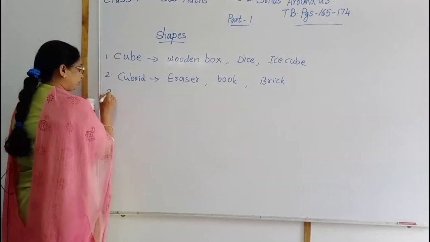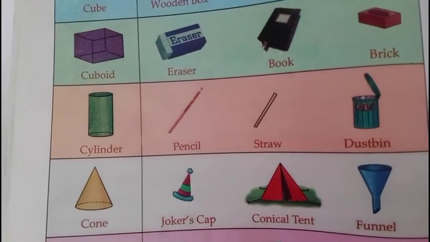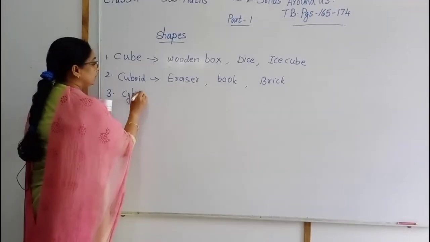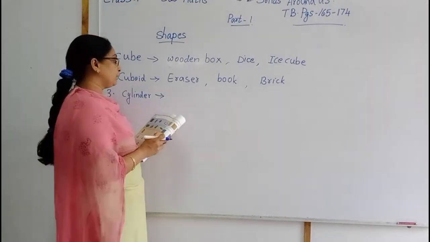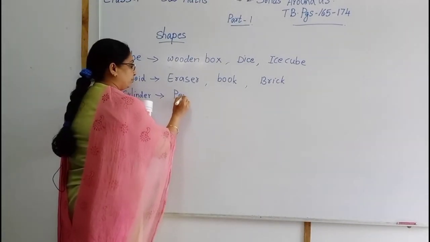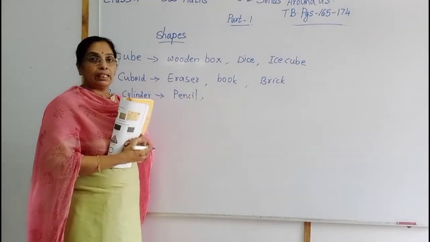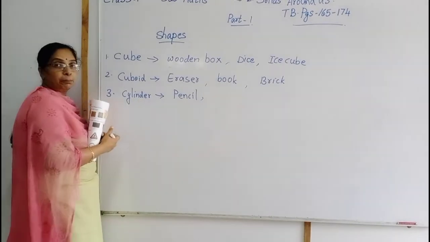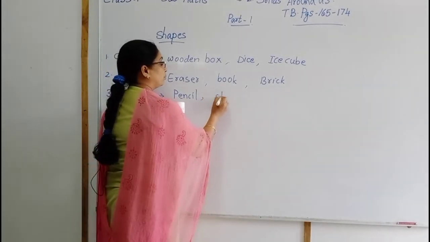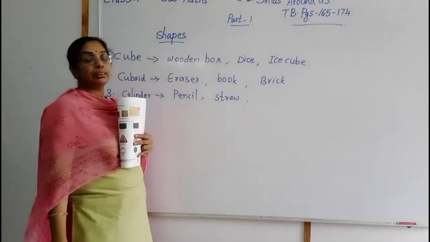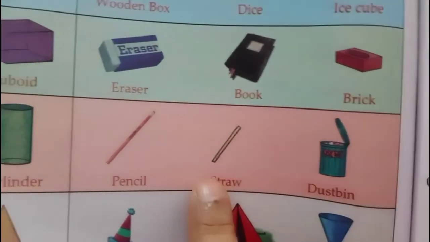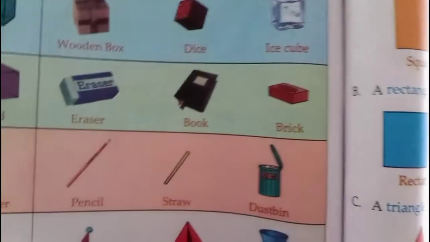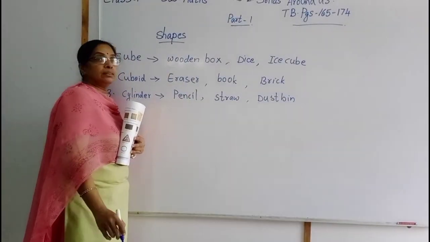Then third one, cylinder, C-Y-L-I-N-D-E-R. Cylinder. You know the LPG gas cylinder? That shape. So we see the examples. You are using the pencil. The shape of the pencil is cylinder shape. The next, straw. Drinking juice with the help of a straw, that is also cylindrical. The next, dustbin. Dustbin is also cylinder shape.